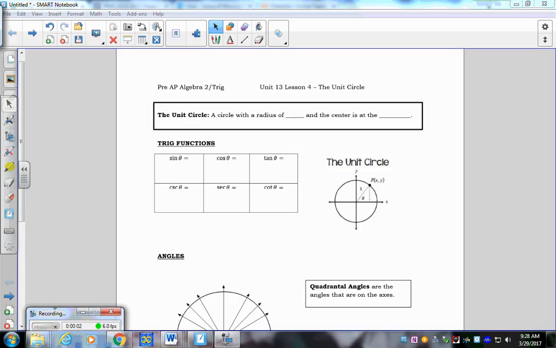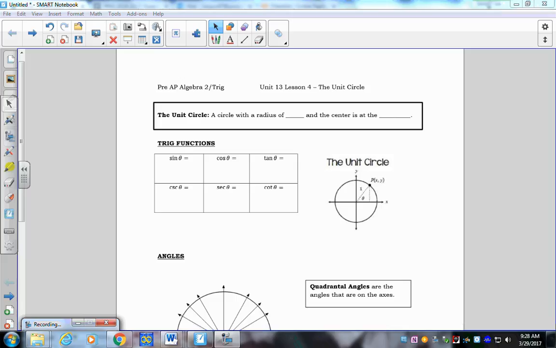This is Unit 13, Lesson 4, the unit circle. All right, so some of you have learned, or you went over the unit circle last year at the end of your pre-AP Geo class. If you came from geometry, not pre-AP, you most likely haven't. So that's okay, though. All right, so what is a unit circle?